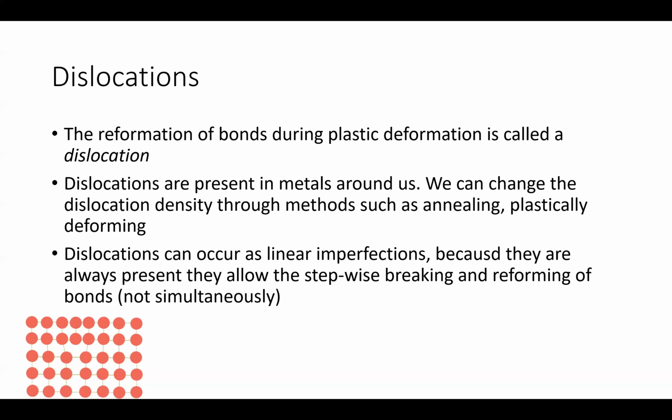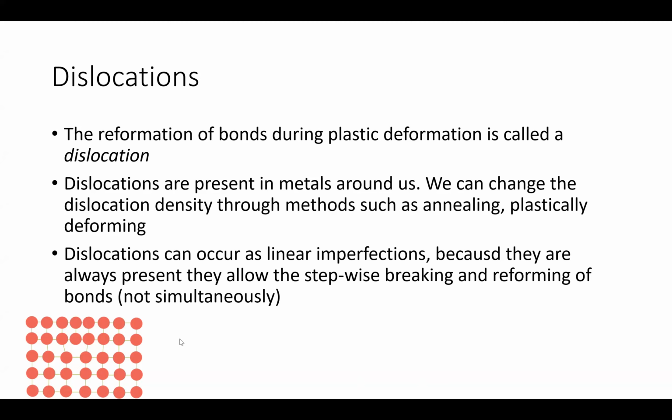Okay, some content review. Most of this stuff is from chapter 7 in the textbook. So dislocations: the reformation of bonds during plastic deformation is called a dislocation. Dislocations are present in metals around us. We can change the dislocation density through methods such as annealing and plastically deforming a material. And dislocations can occur as linear imperfections because they're always present. They allow the stepwise breaking and reforming of bonds. They don't occur simultaneously, they occur stepwise.